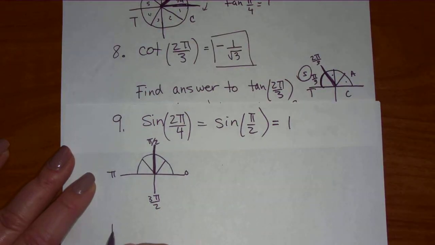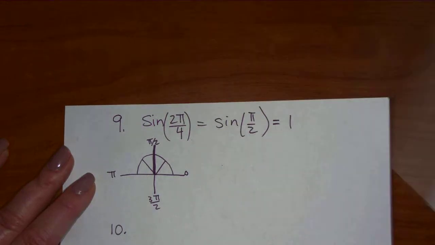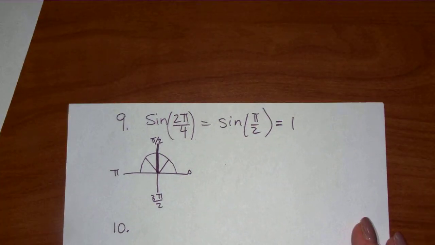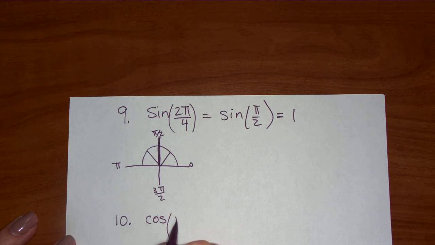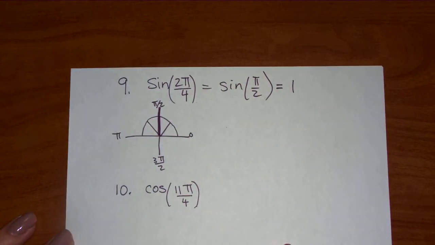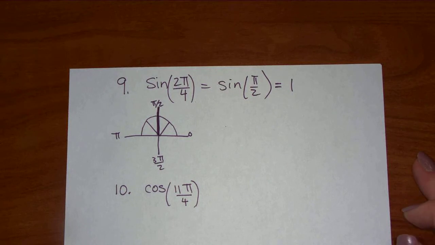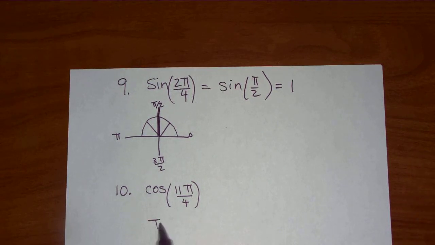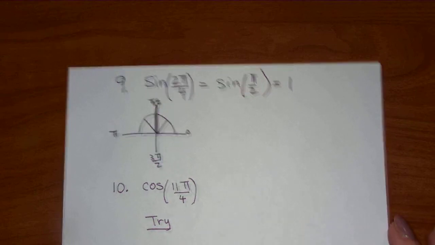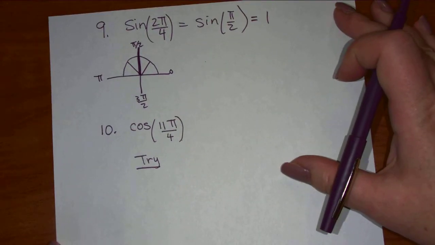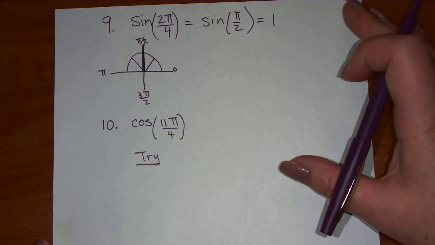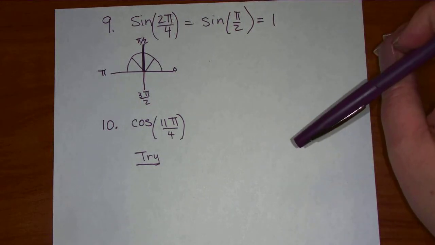Okay, 10. Cos of 11 pi over 4. I want you to try to draw that. See if you can get it in the right spot. So try to draw it. Try to get the answer. I'll give you 30 seconds.